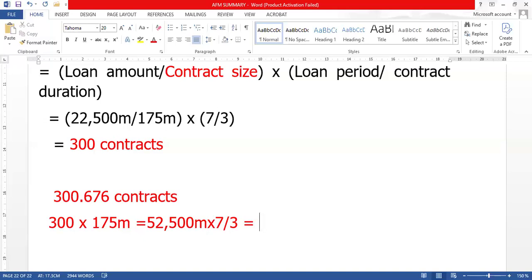You get 122,500 million. So in total, what you're supposed to hedge is how much? You're supposed to hedge 22,500. Are you seeing? This one is 122,500.